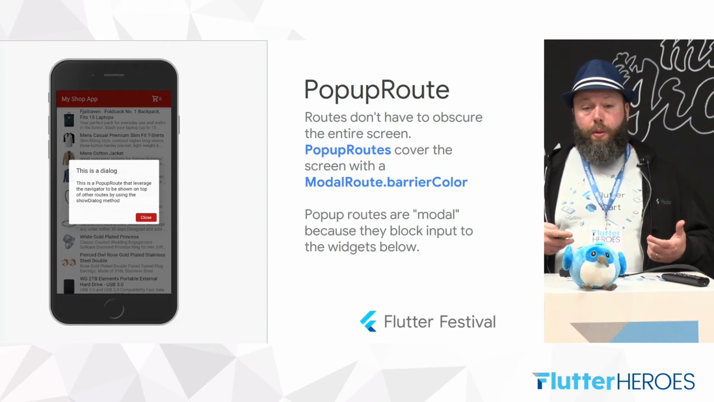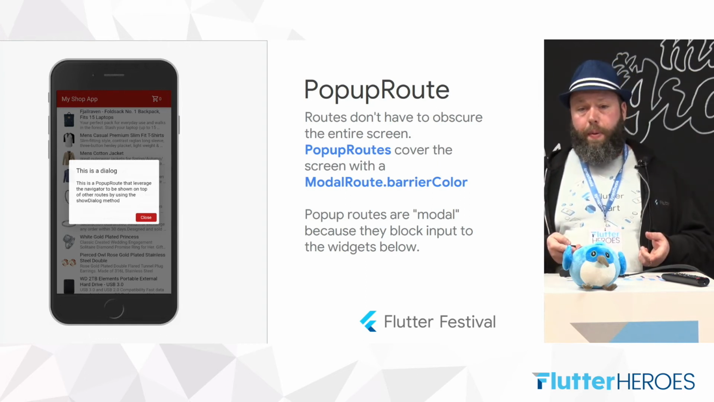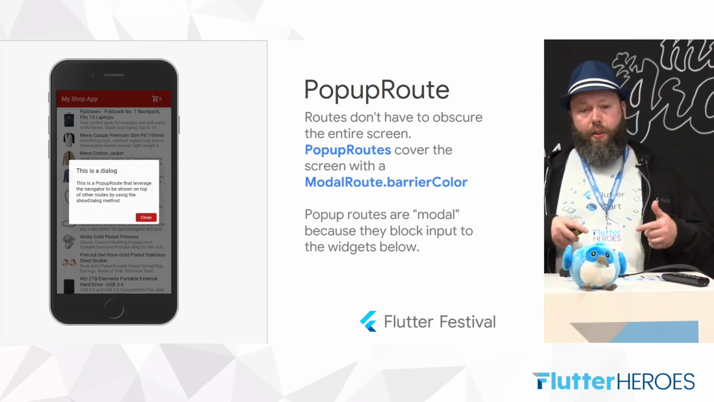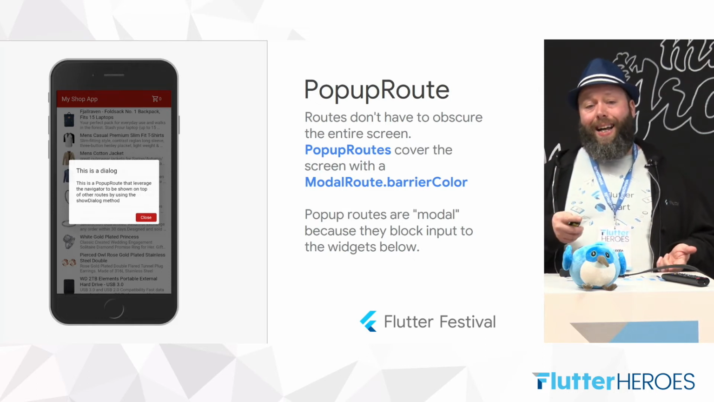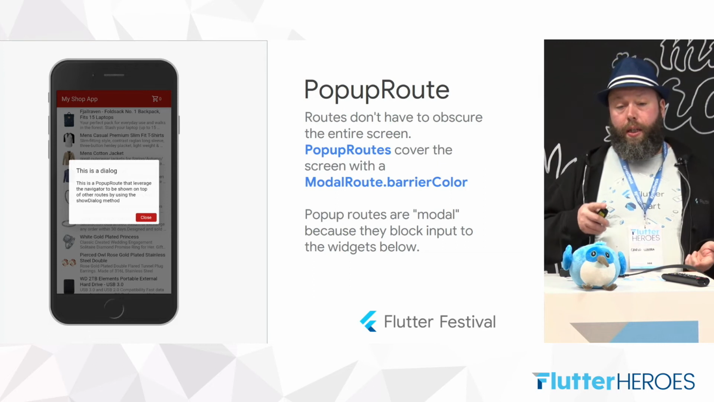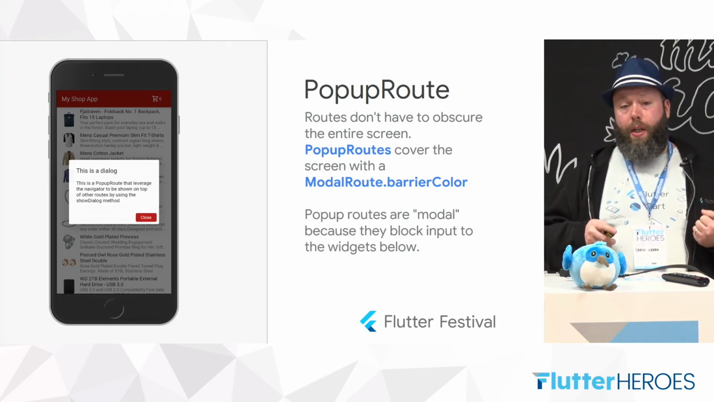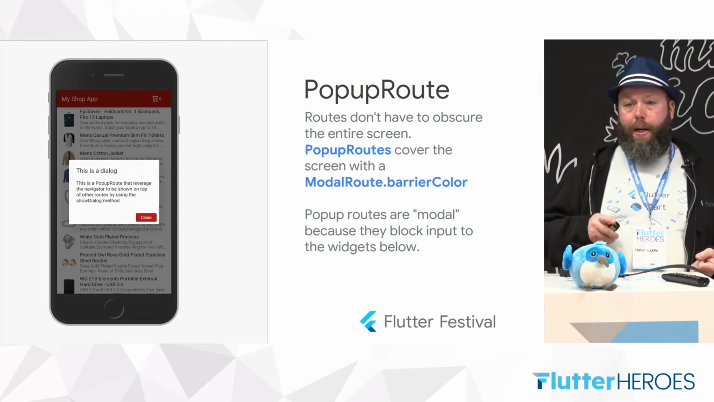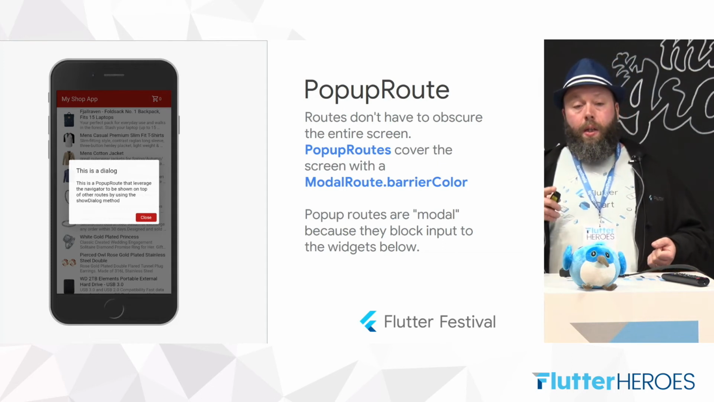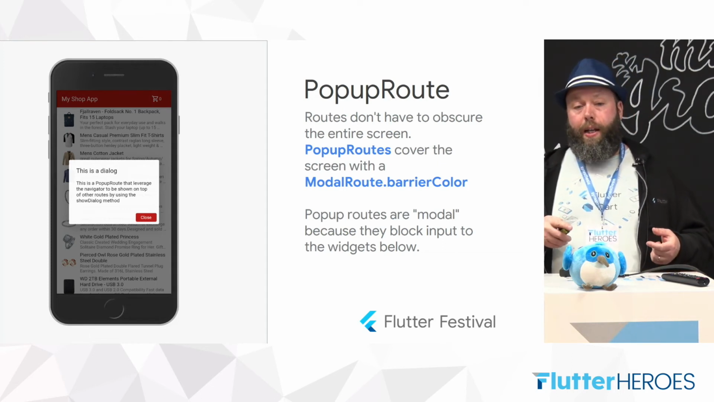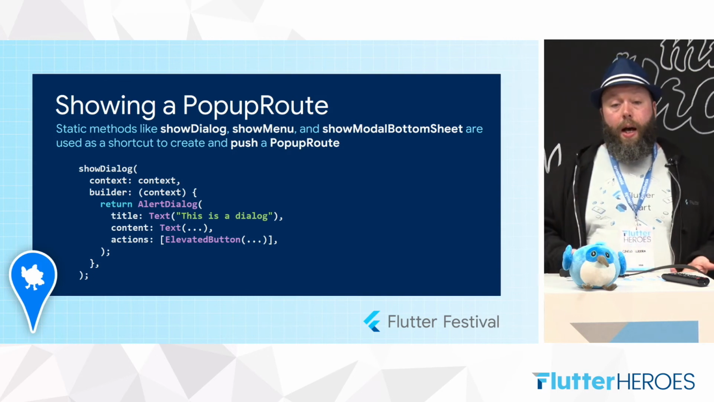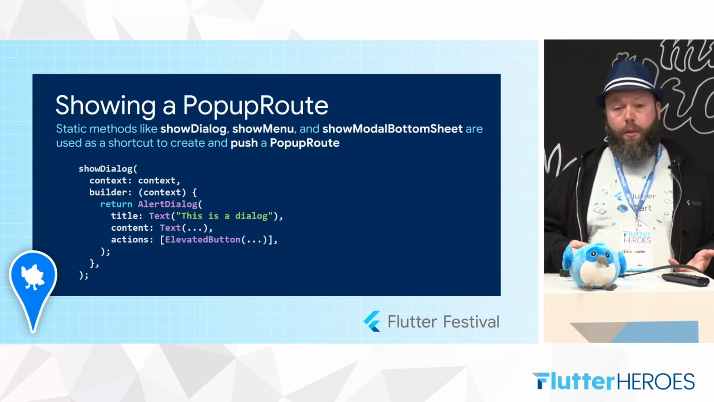Also, the pop-up routes are obscuring the rest of the application. So even if it is transparent, we can't actually tap on the background screen because the tap will be blocked by the barrier. We can also define if, for example, we want the barrier to close the dialog or not, and so on. How can we show a pop-up route?